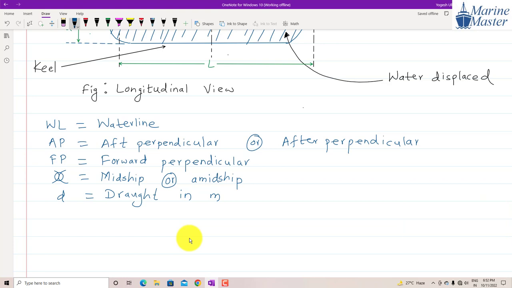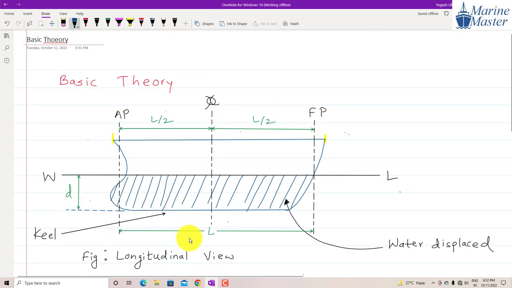Now after this, what we are going to see? Here we have seen the longitudinal view of the ship. Longitudinal means along the length. So on this view we can see the length of the ship. Now the second view of the ship that we are going to see is the transverse view of the ship. Now what is the meaning of transverse view?